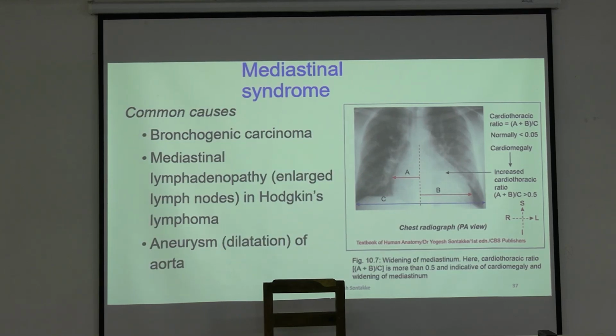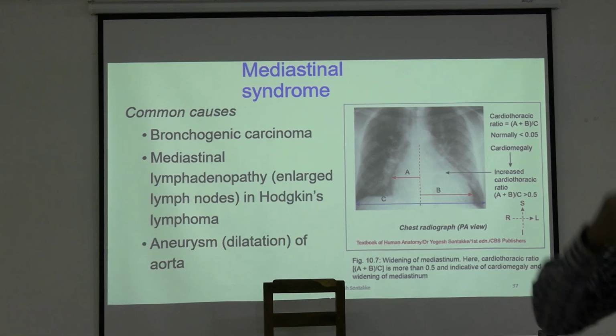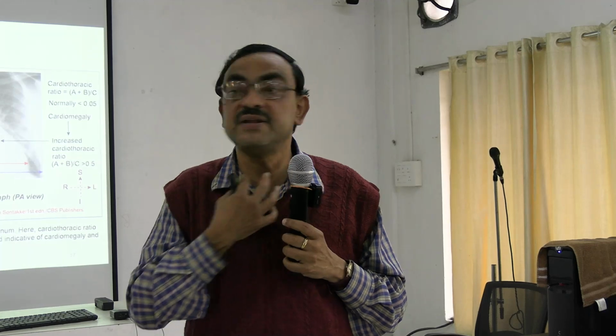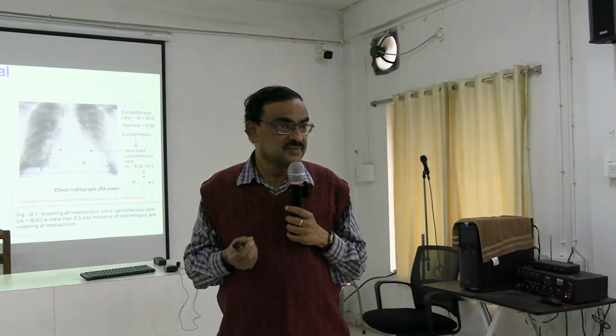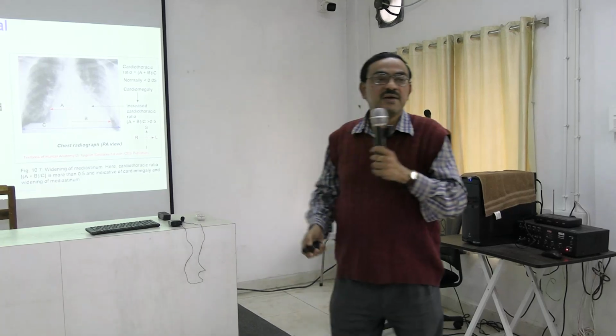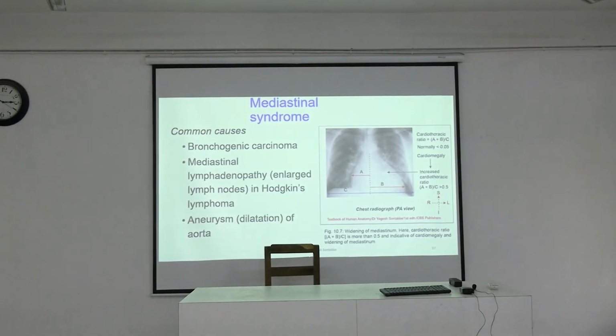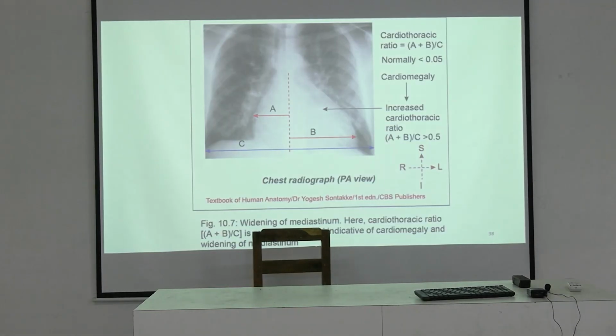So what are the causes? Like bronchogenic carcinoma, any malignant growth within the lung, which may press all these structures. And if the superior vena cava is affected, what will happen? The venous return will be affected and there will be swelling and puffiness of the face, and over the extremities. Next is mediastinal lymphadenopathy like Hodgkin's disease.